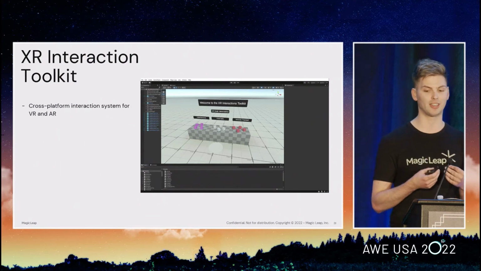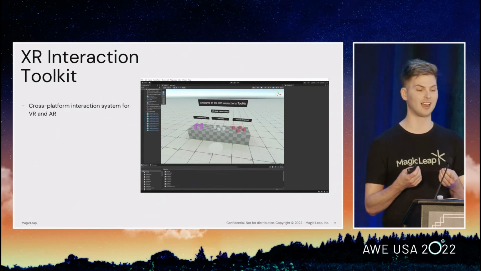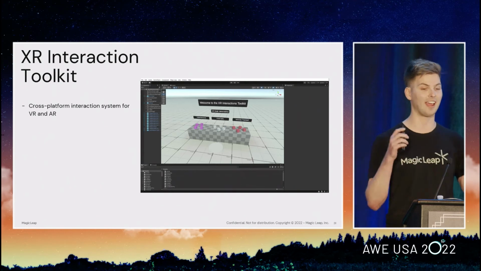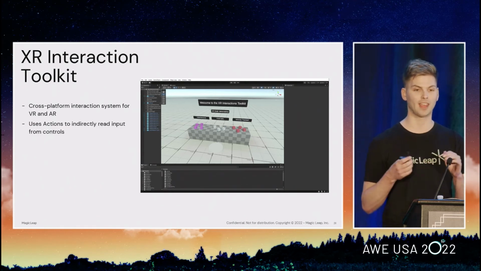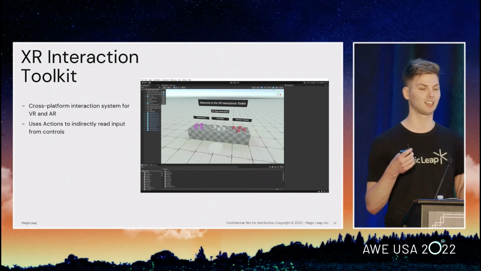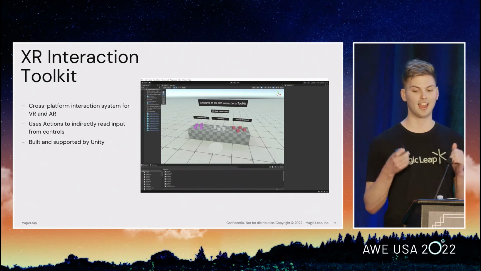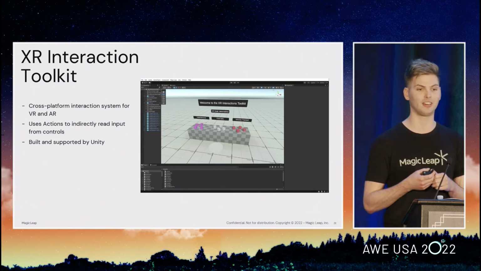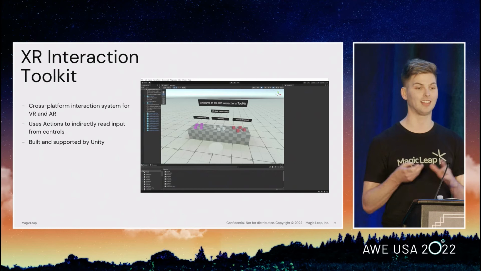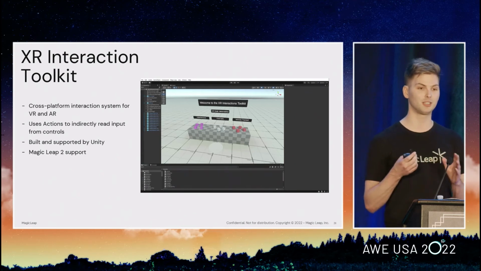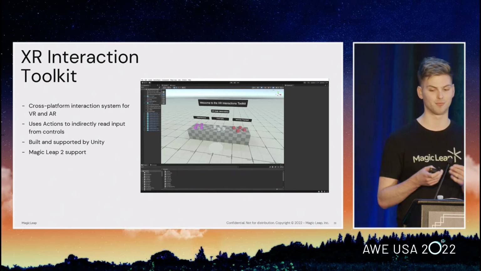XR Interaction Toolkit is a cross-platform interaction system for both AR and VR devices. It uses actions to reference controller input, and it's built and supported by Unity just like AR Foundations. And just like AR Foundations, Magic Leap 2 support is native.